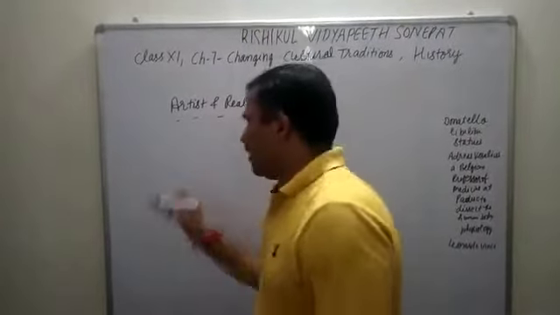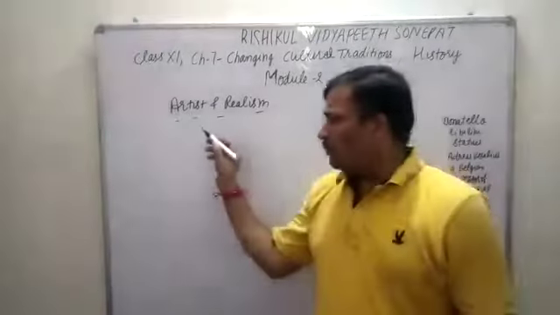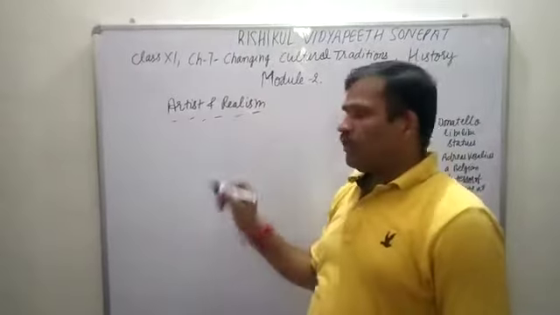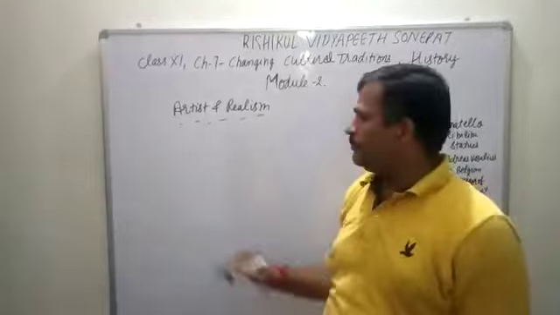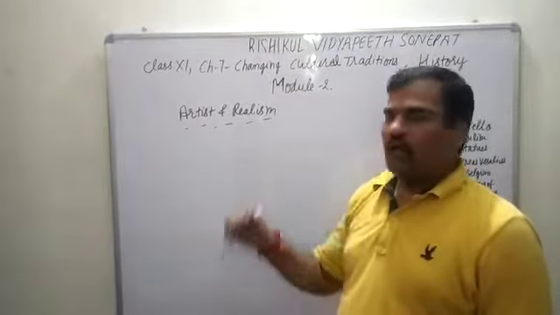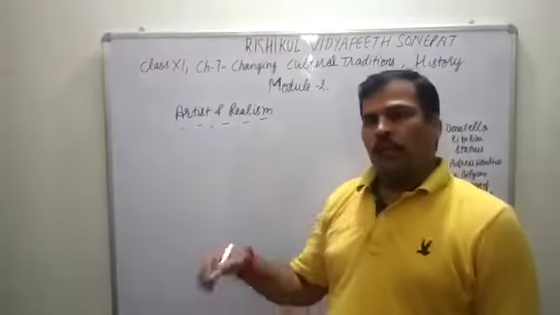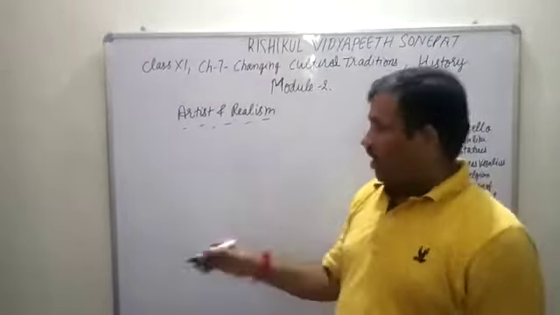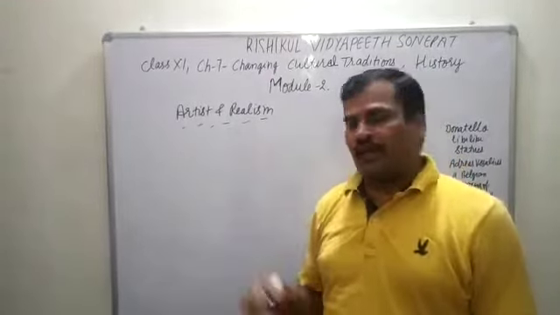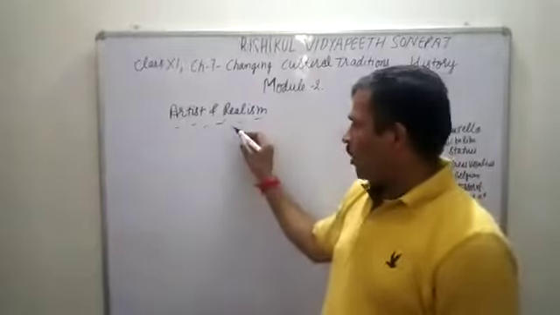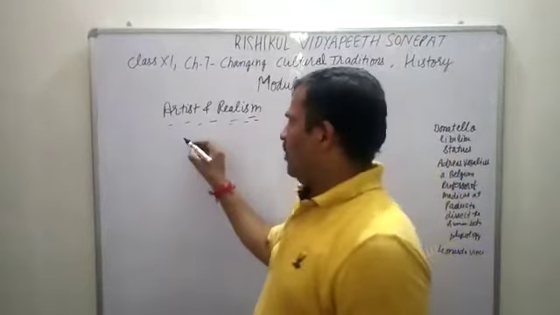So here, what is that? Artists play an important role in the development of humanism. Formal education is not sufficient. Artistic work, the making of sculptures and paintings, is also very helpful in the development of humanism.